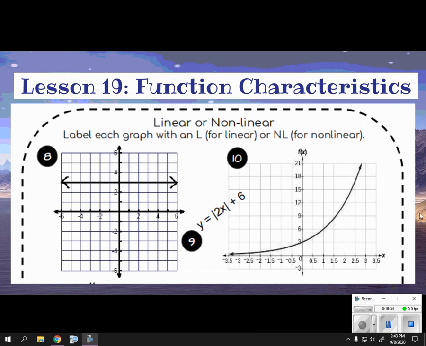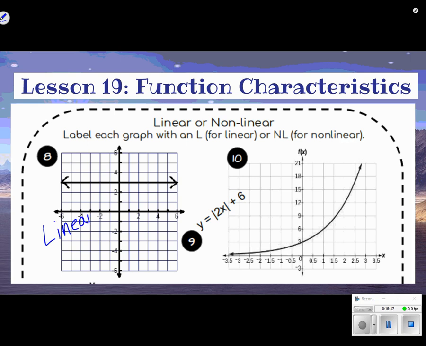All right, you should have done 8 through 18, had some guesses at the very least. It's either linear or nonlinear, it can't be anything else. And all right, so number 8 should be linear. It is a nice straight line. Number 9 is nonlinear. It is nonlinear because it's an absolute value function. Absolute value functions make V's. That is not one single straight line. Number 10 is nonlinear. This is an exponential function. Exponential functions are not linear. That is not a straight line.